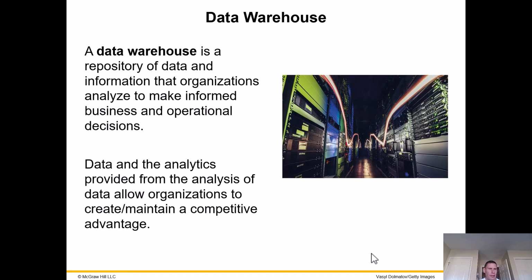This is probably a term you've heard of before, a data warehouse. A data warehouse is a repository of data and information that organizations analyze to make informed business and operational decisions. Data and the analytics provided from the analysis of data allow organizations to create and maintain a competitive advantage.